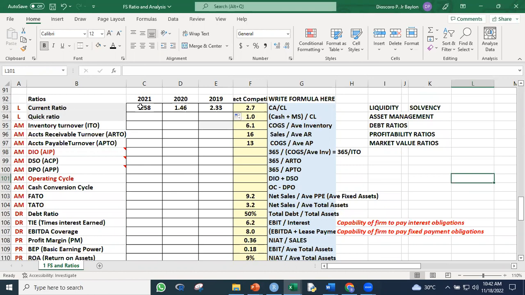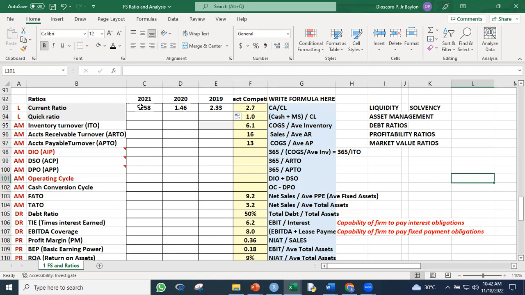By the way, notice I said current obligations. These are the short-term obligations, which are different from the long-term obligations. When we look at the long-term, we're not measuring liquidity, but rather solvency. Solvency is the capability of the firm to pay off its long-term obligations. On the other hand, for short-term obligations, we call it liquidity.